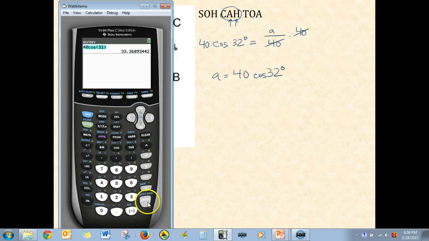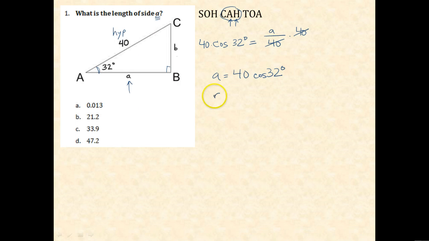So if I re-enter 40 times cosine of 32, I get a slightly different answer, 33.92. So A equals 33.92, which is probably this guy.